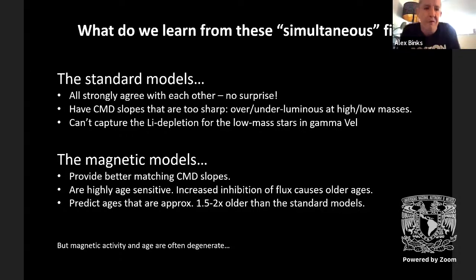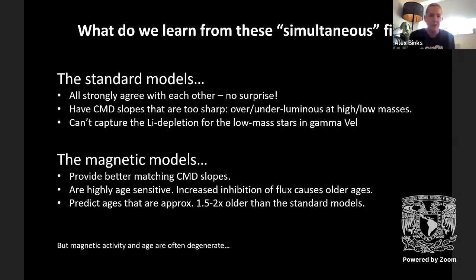So just very quickly, what have we learned from that? The standard models all agree with each other. Probably unsurprising given that they use similar input physics. The CMD slopes, if you like, the curvature of them, don't quite fit the observations, and they don't capture any lithium depletion where lithium depletion is initiated in the low mass stars, like in gamma Vel.